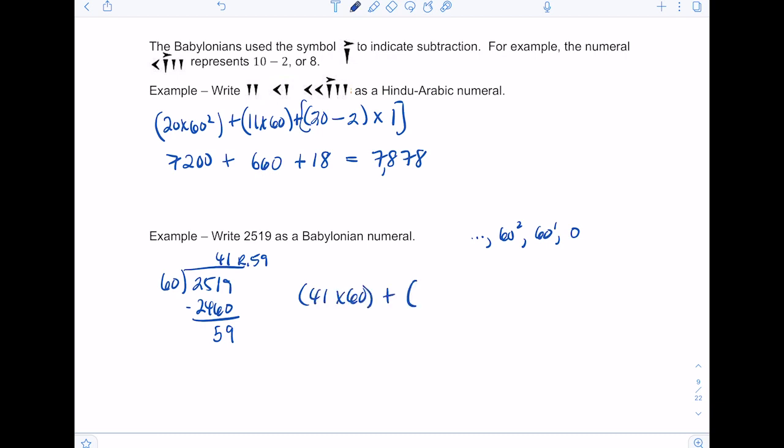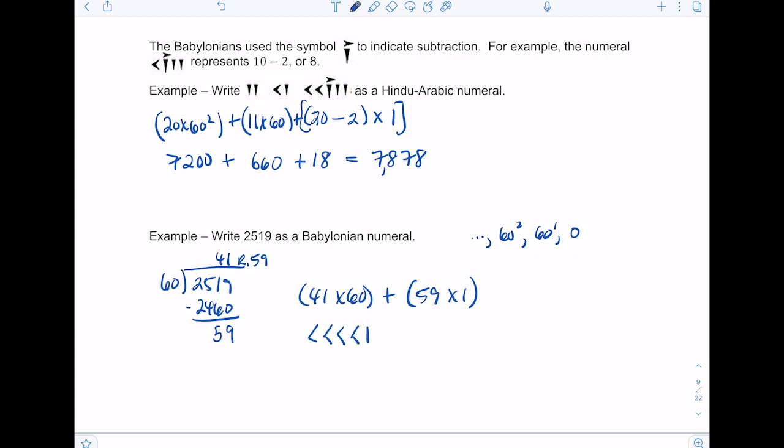And then there's 59 units remaining. So unit means 1. I'm just going to multiply 59 times 1. So I have 41 times 60. So remember that arrows represent 10. I would need 4 of them and a 1. And then I would leave a space.